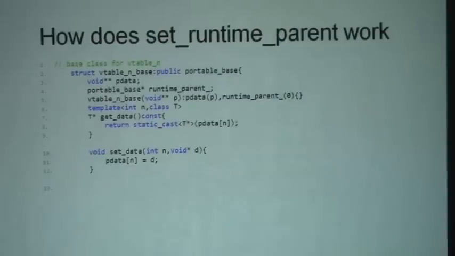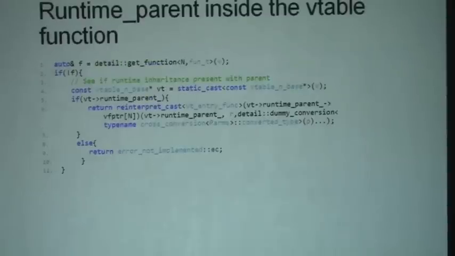How does it work? So in our vtable base, where we had a pointer to the void data, we've also got a pointer to the runtime parent. Inside the vtable function that we assign there, it's got this thing that says get function. If it's not f, we get the runtime parent and we pass along the parameters to them and return that.